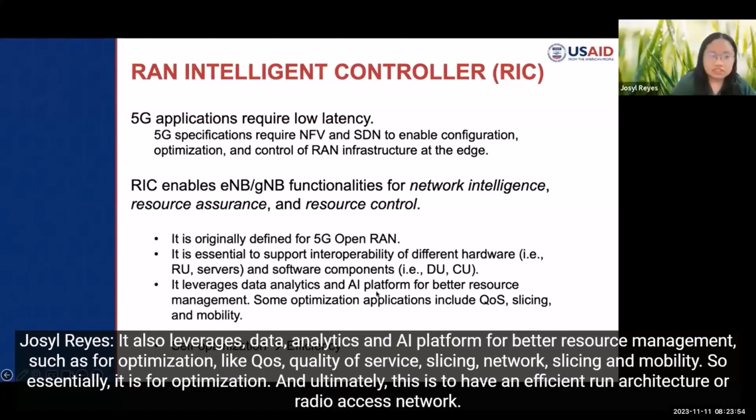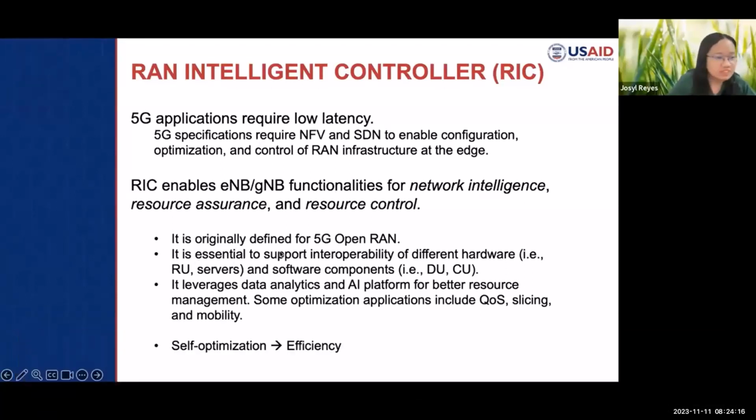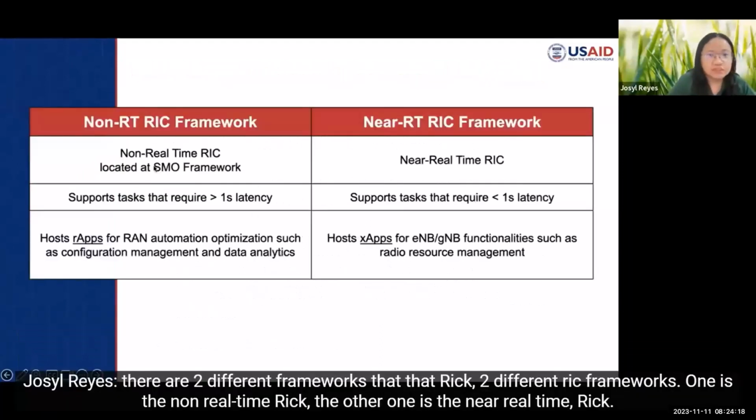It also leverages data analytics and AI platform for better resource management, such as for optimization like QoS, quality of service, network slicing, and mobility. So essentially, it is for optimization, and ultimately, this is to have an efficient RAN architecture or a radio access network.